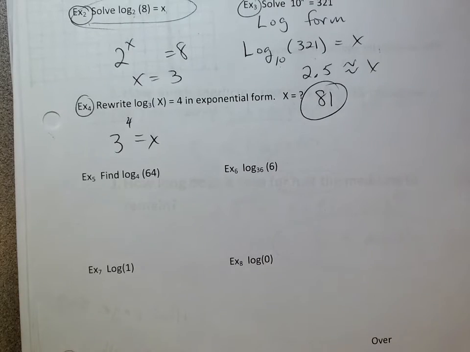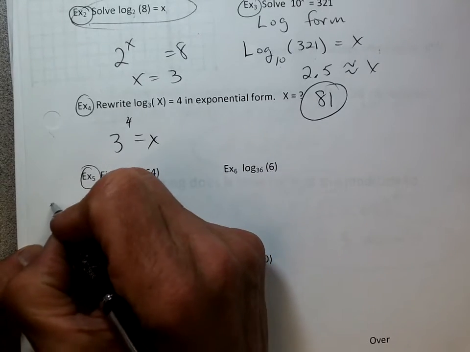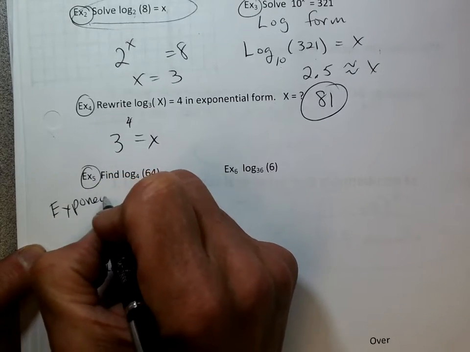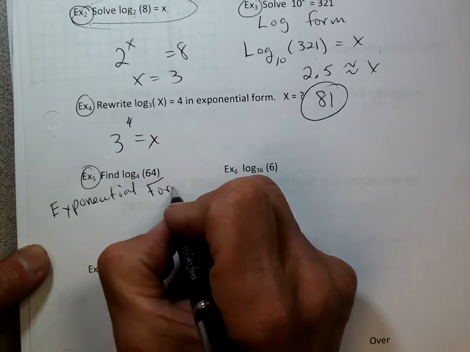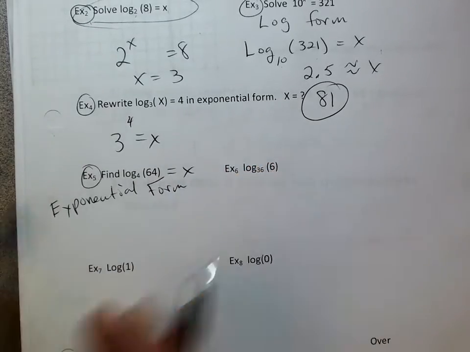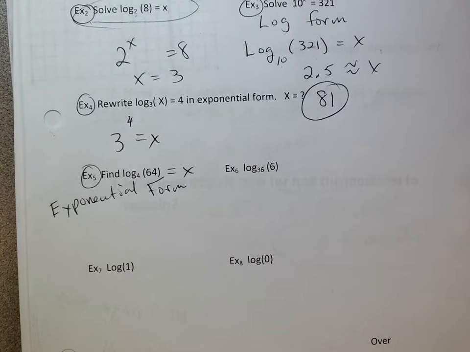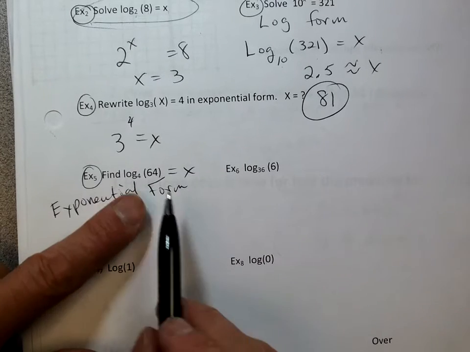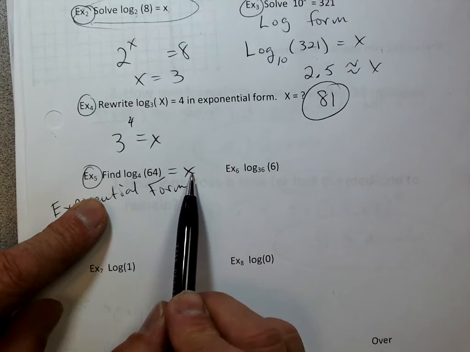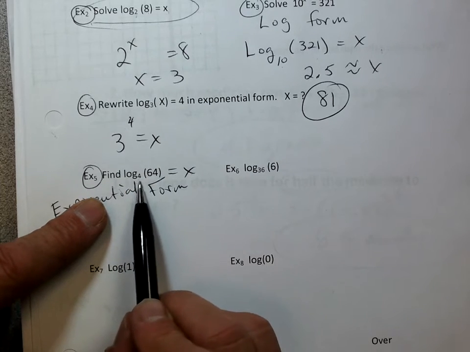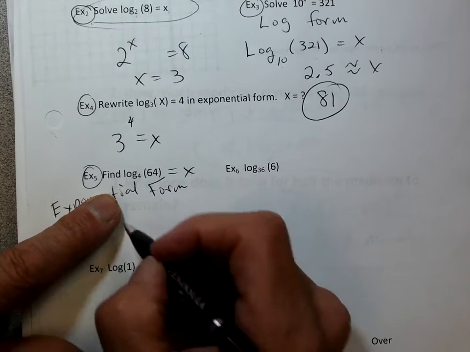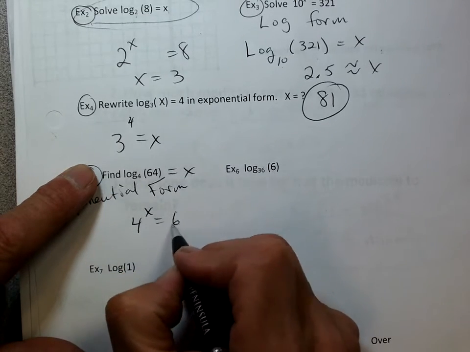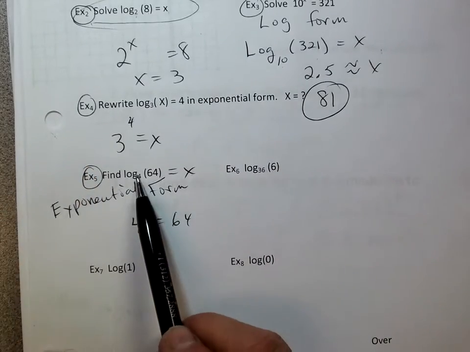How am I doing? Okay, 5. Log base 4. It's base 4, so it's not on my calculator, but I can do this. Let's change it from log form into exponential form. First of all, let's set it equal to x. I like to set it equal to x, so I can go from this to this equals this. So I'm going to go 4 to the x power equals 64. I transposed it from log form: 4 to the x equals 64.